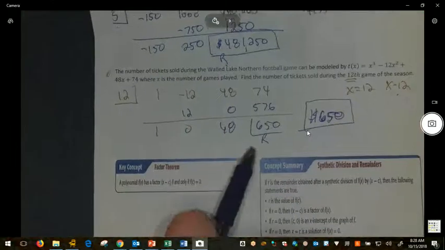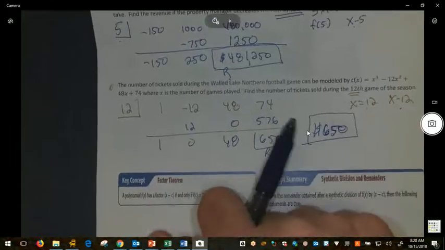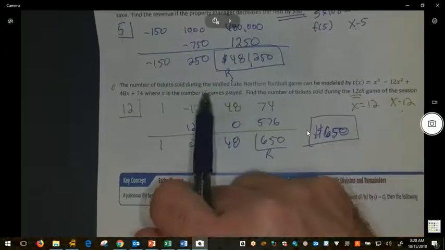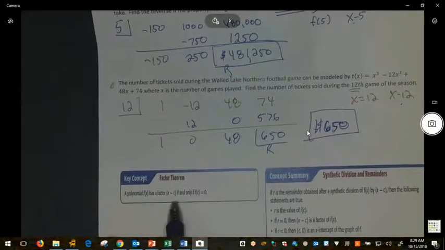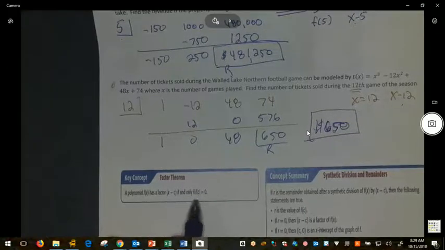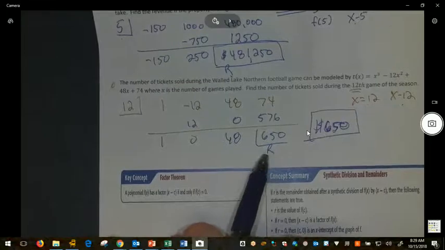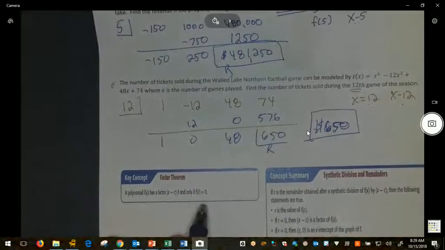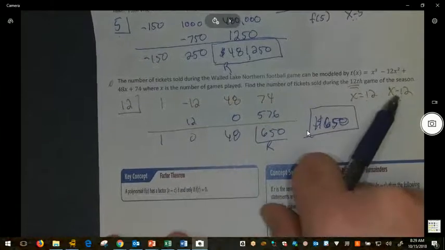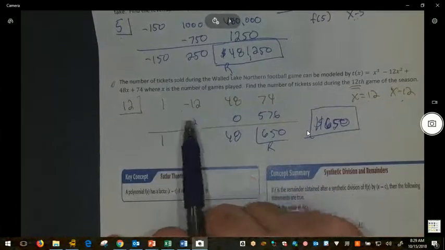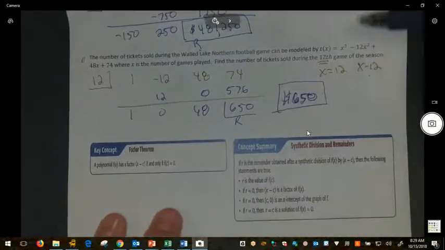Our factor theorem, I kind of hinted at that where I said x minus 12 is not a factor of this polynomial. Polynomial f of x has a factor x minus c if and only if f of c is 0. So in other words, tying this to the remainder theorem, if our remainder is 0, then what we were checking for would be a factor as long as the remainder is 0.